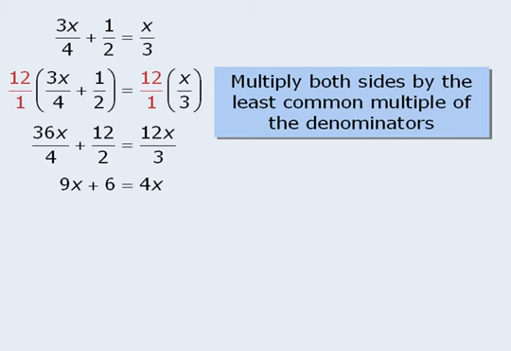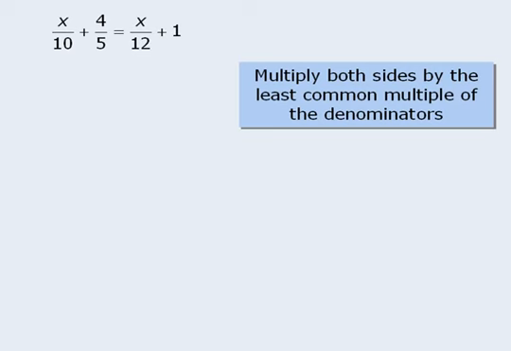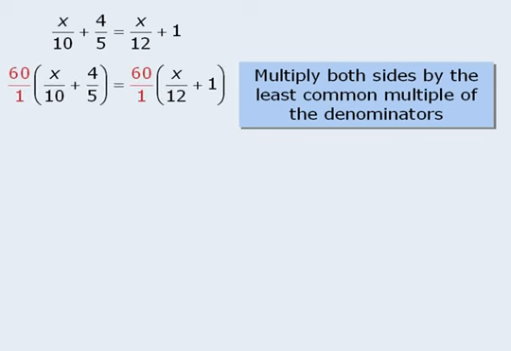From here, let's subtract 9x from both sides. And now we'll divide both sides by -5 to get x equals 6 over -5, which we can also write as x equals -6/5. Okay, here's another example. Once again, to eliminate the fractions, we'll multiply both sides of the equation by the least common multiple of the denominators. Here, the least common multiple of 10, 5, and 12 is 60, so we will multiply both sides by 60.